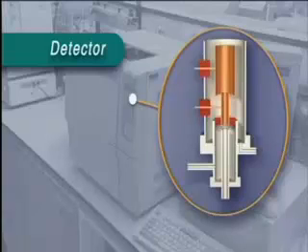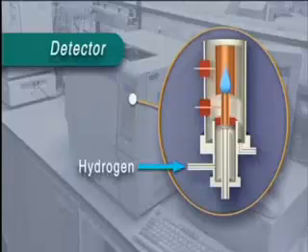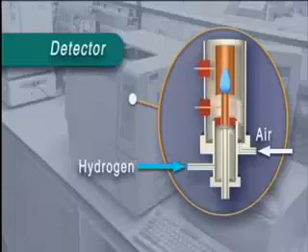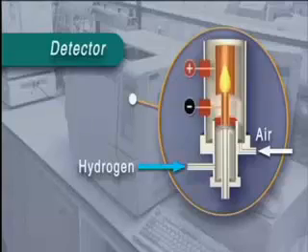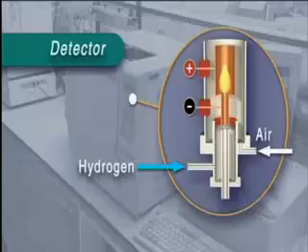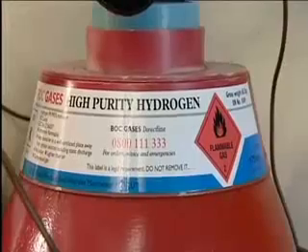This instrument has a flame ionization detector which consists of a hydrogen flame burning in air. As a substance leaves the column, it burns in this flame, producing ions which can be detected by measuring the electrical conductivity of the flame. The hydrogen for the flame comes from this cylinder here.